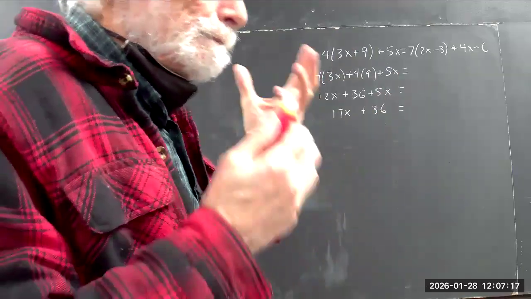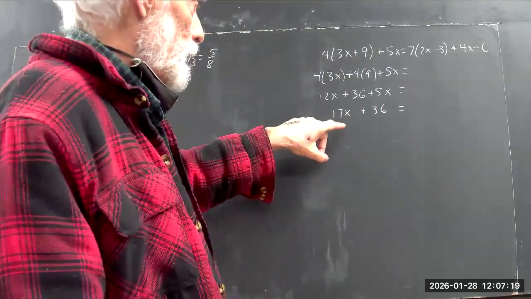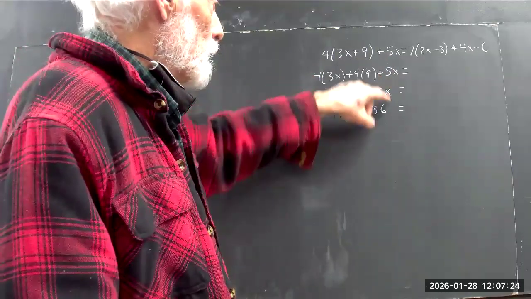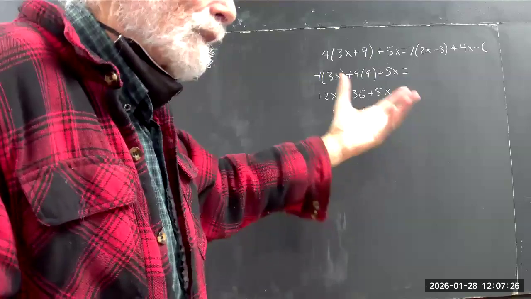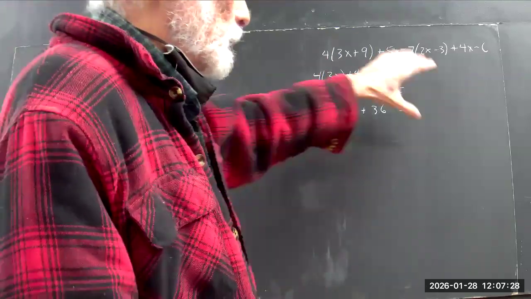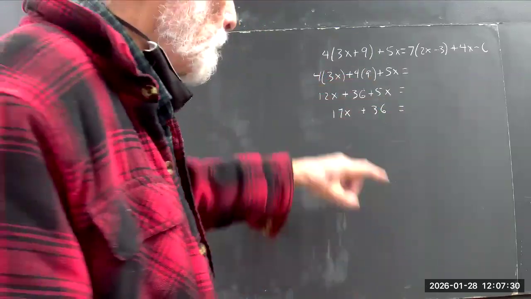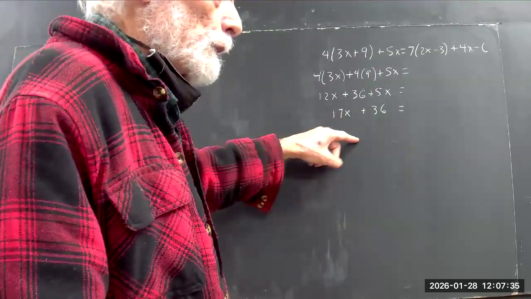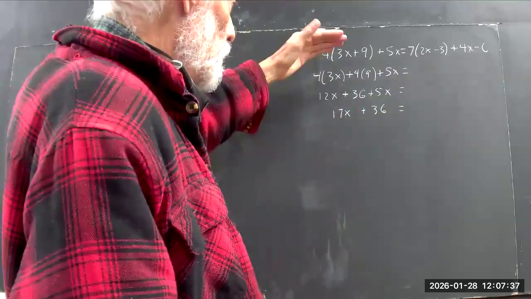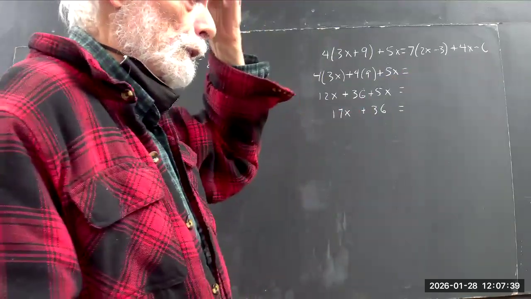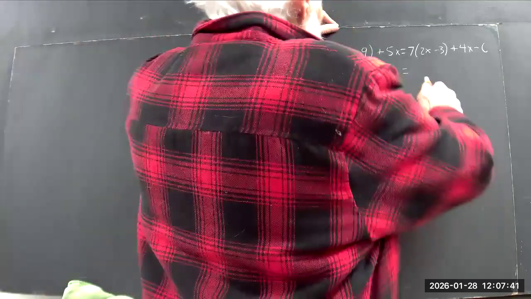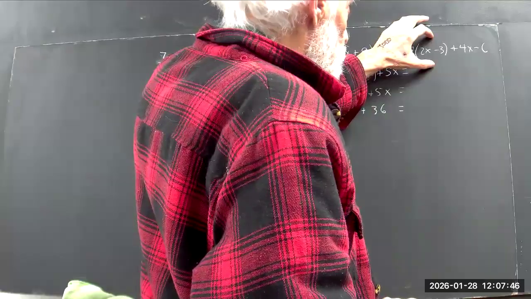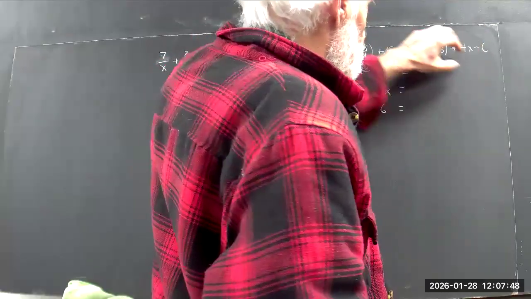I think I saw one solution that had a 12x there instead of a 17x, and that 5x apparently fell off the wagon or somehow got moved to the other side. But if we simplify the left-hand side without even looking at the right-hand side, we end up with 17x plus 36. On the right-hand side, we have 7 times the quantity (2x minus 3), plus 4x minus 6.